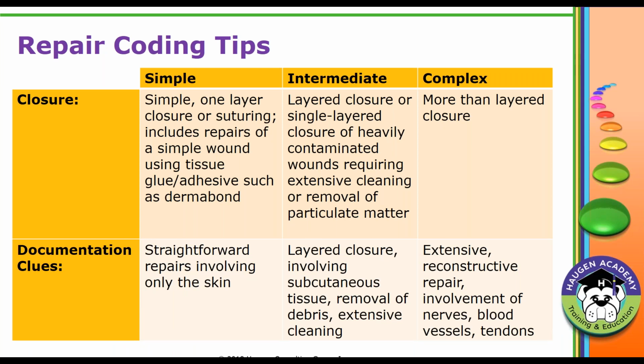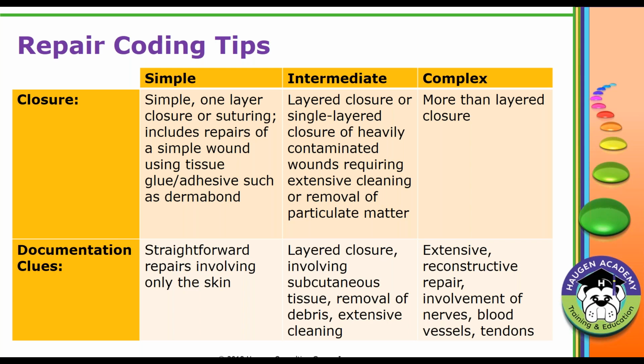So again, in that documentation for simple, it's really going to be a straightforward repair. Sometimes they just use glue or like Dermabond. That's a simple repair. Again, intermediate, you're going to see layered closure. You might see them mentioning some of the deeper tissue. And then complex is going to be extensive, a reconstructive repair, involvement of nerves, blood vessels, tendons. That's going to be hints that you're looking at a complex repair.